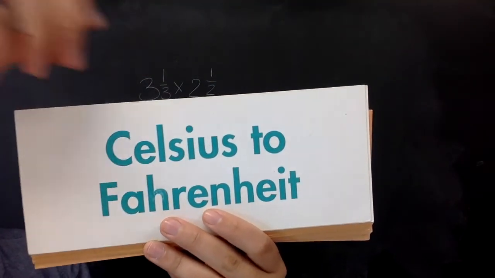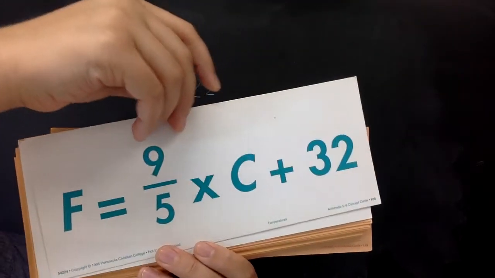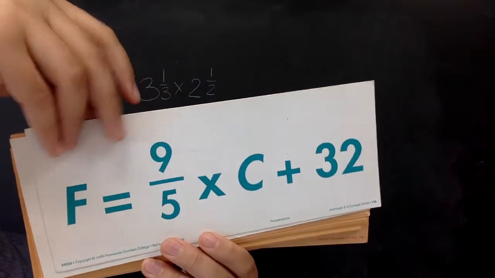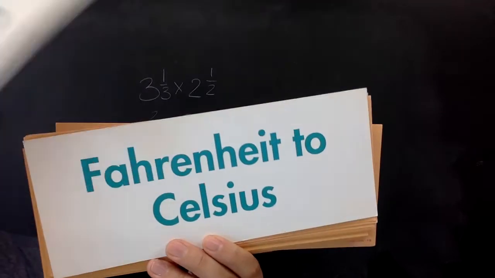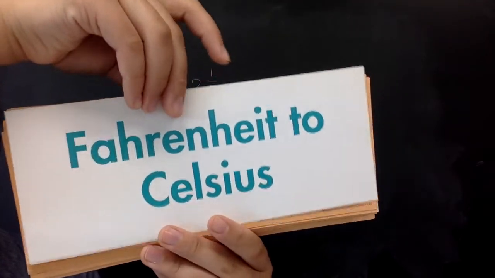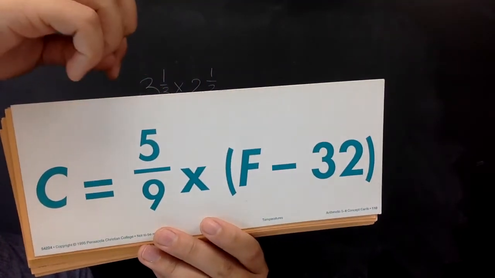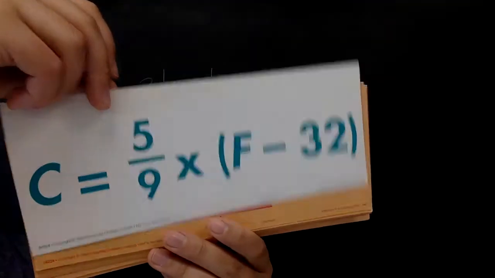What is the formula for converting from Celsius to Fahrenheit? F equals 9/5 times C plus 32. Formula for converting from Fahrenheit to Celsius. C equals 5/9 times, in parentheses, F minus 32.